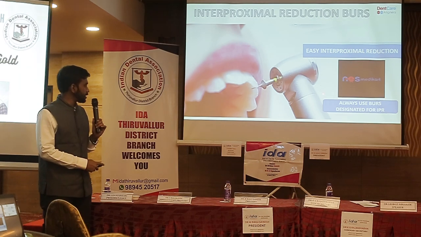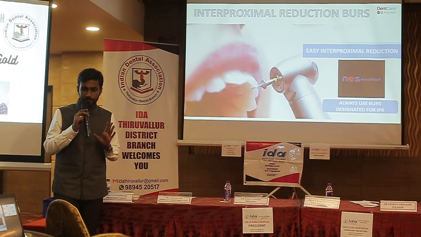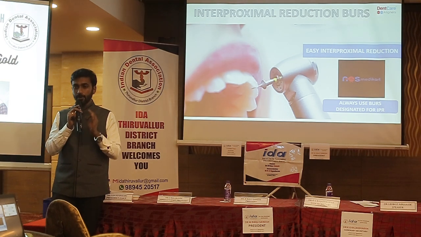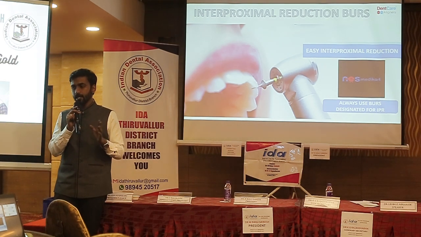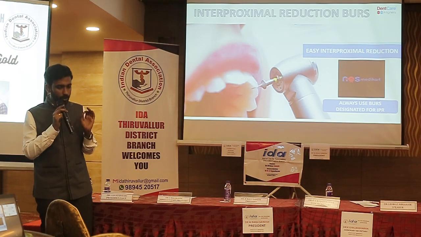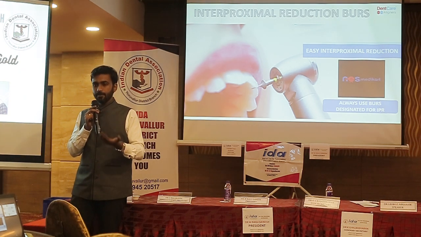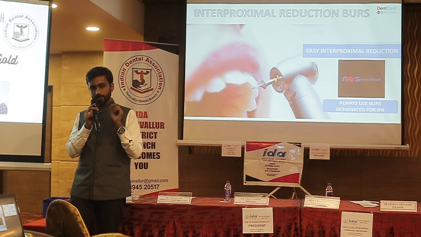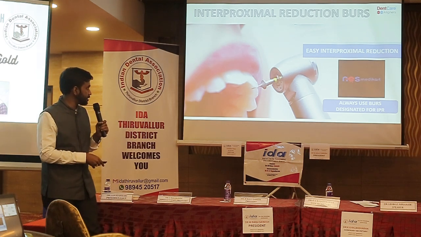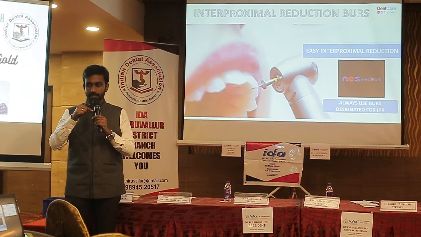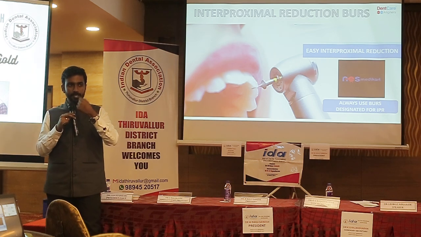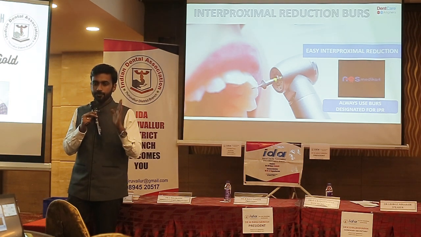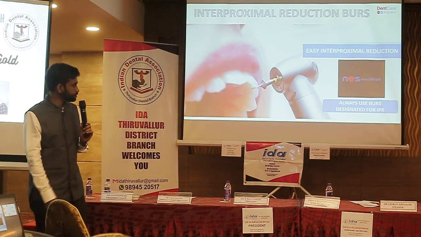So this is the IPR burr. If you are attempting IPR with a burr, you need to be very careful and always make sure that you do IPR with a burr that is designated for IPR. Never attempt IPR with a crown cutting burr. That is one common mistake that I always see when cases come back. So that is very important. If you see the IPR burr, it's very thin when compared to a crown cutting burr. It is very slender, so you can easily break the contact. So it's up to you which armamentarium you want to choose, but if you are using a burr, you need to be very careful.